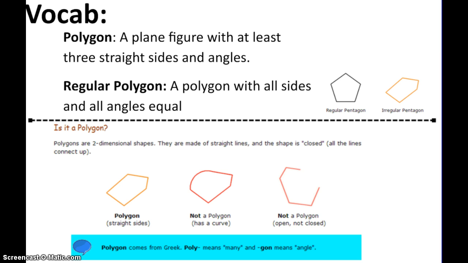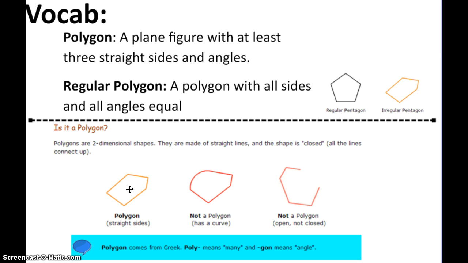A polygon is a figure with at least 3 straight sides and angles. So a polygon with 3 sides would be a triangle, a polygon with 4 sides would be a quadrilateral, a polygon with 5 is a pentagon. Now, a polygon can be regular or irregular. Regular means that all the sides and all the angles are of equal measure, like here in this picture. Irregular means that the sides are different lengths, they're not the same.